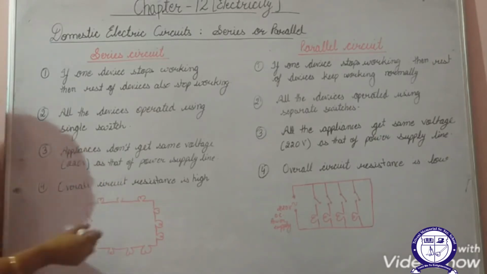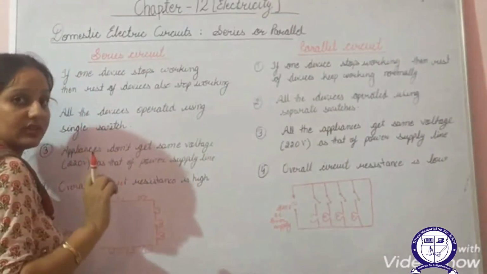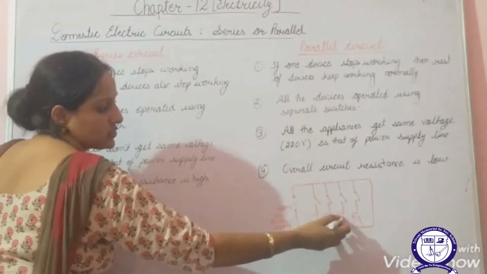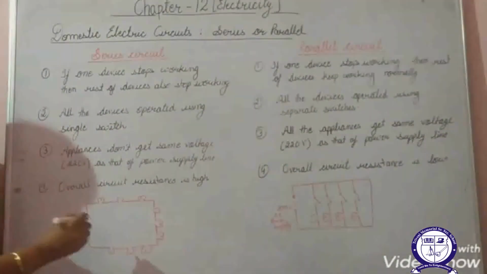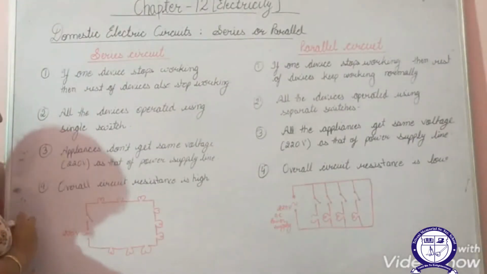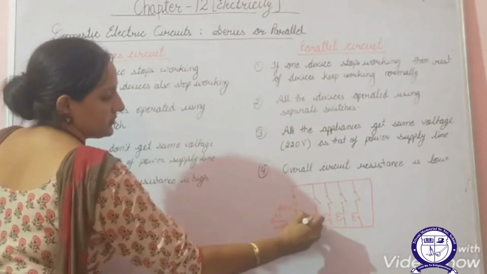But if we talk about parallel combination, if one of the bulbs gets fused, it will not affect the functioning of the rest of the bulbs. Only this bulb will not glow, but the rest of the bulbs will glow. Now, this is the disadvantage of series combination and advantage of parallel combination.